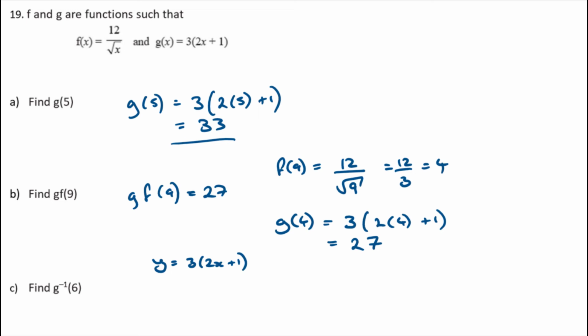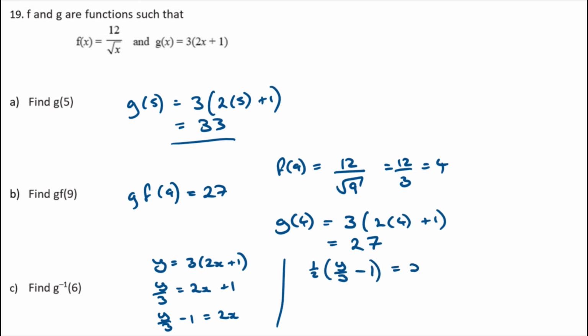I'm going to do that first by dividing both sides by 3. So I get y over 3 equals 2x plus 1. I'm going to take 1 away from both sides. So that's y over 3 minus 1 is equal to 2x. Running out of space here, let's just put a line here. And then dividing both sides by 2, half of y over 3 minus 1 is equal to x.